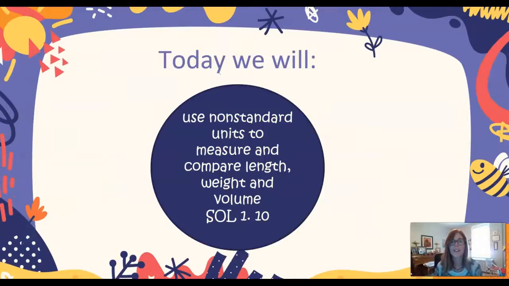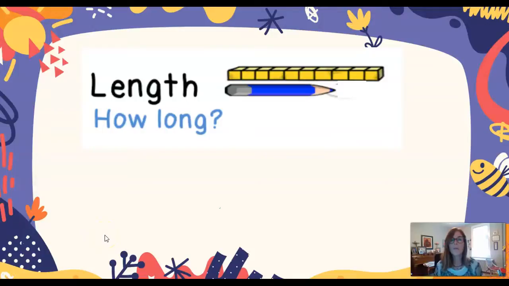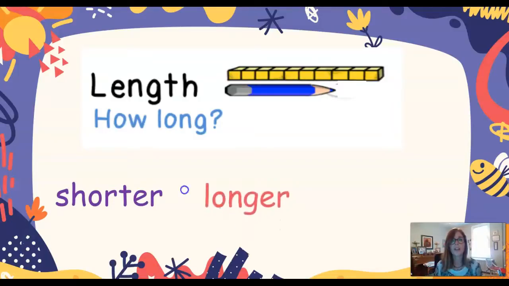Today, we will continue using non-standard units to measure and compare length, weight, and volume, and that's SOL 1.10. When we measure, a really important word is length. And length is simply how long, such as you see in the picture. The pencil is being measured by some cubes to determine how long it is, the length. Some words we use when we talk about length and comparing length are shorter, longer, and same as.